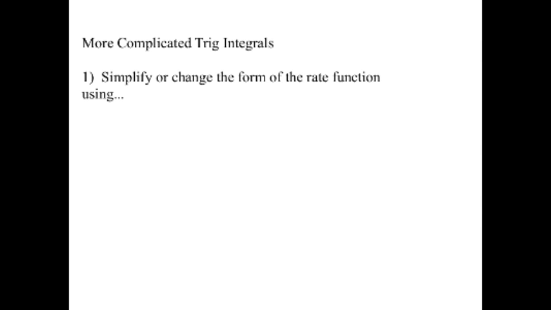Okay, so we've seen some trig functions within these integrals, but now let's talk about some more complicated ones. So here's the overall strategy for this. The first step is to simplify or change the form of the rate function. The rate function is made up of some combination of trig functions, so we want to simplify or change the form using identities. This is going to be a big part of this.